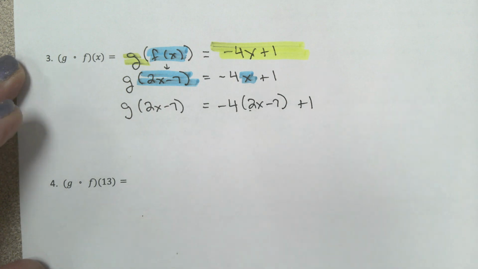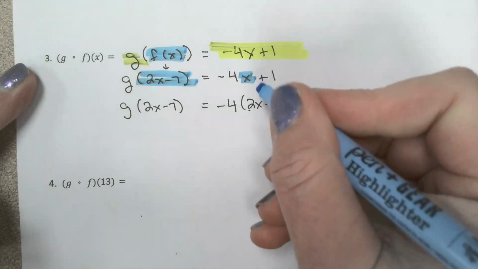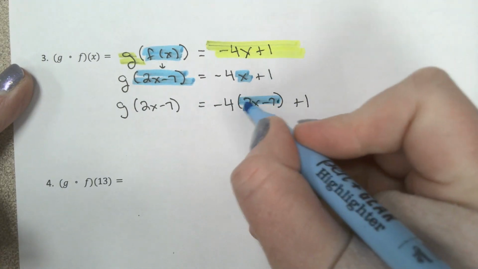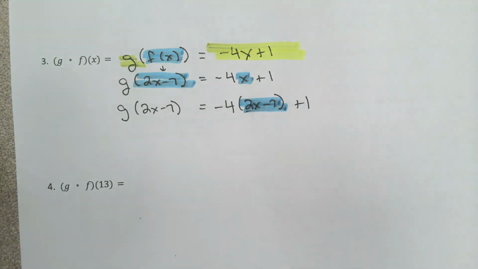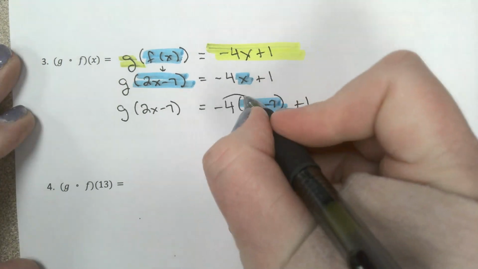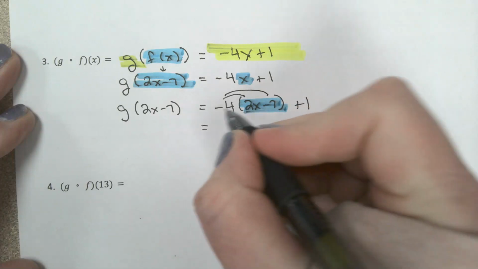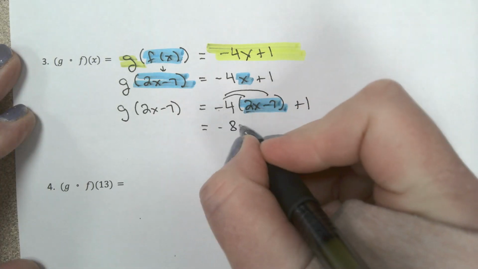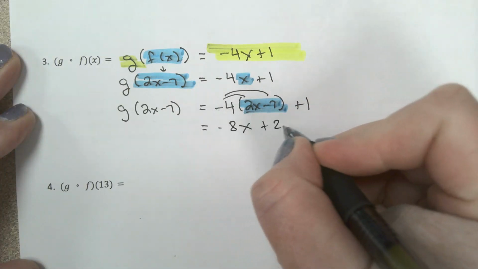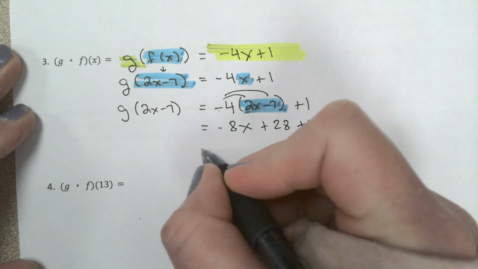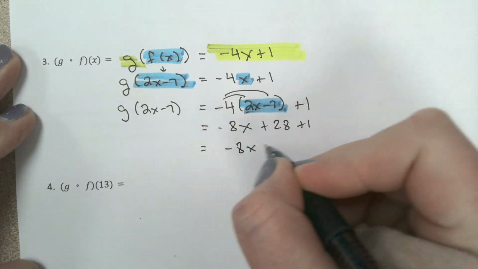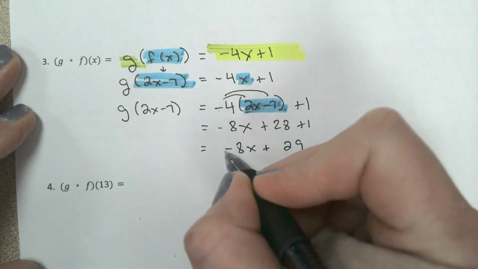All right, so I just got rid of the x. I replaced it with 2x minus 7. And now I'm going to distribute to clear my parentheses. That's negative 8x, that's plus 28, plus 1. And that equals negative 8x plus 29.